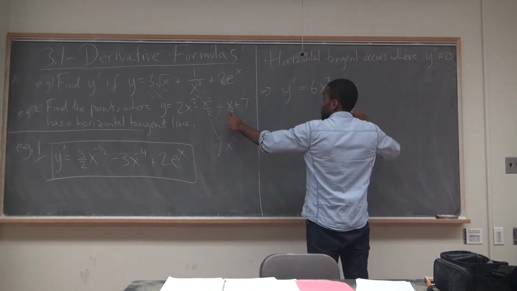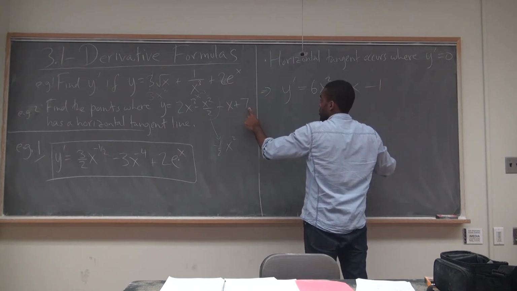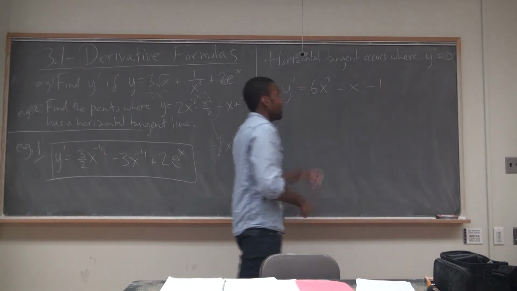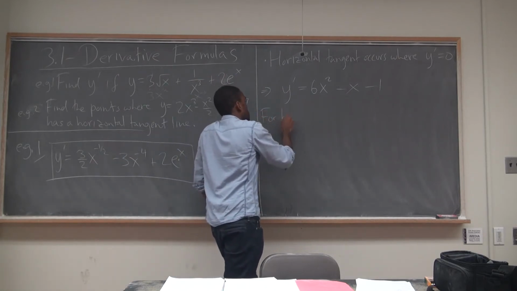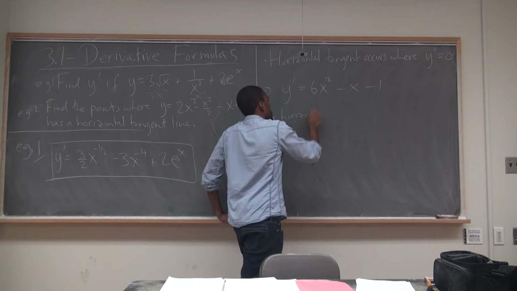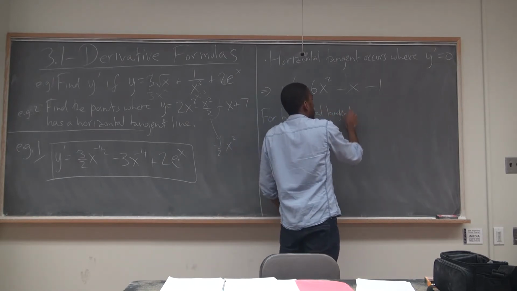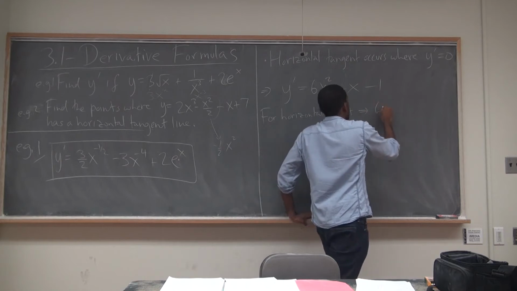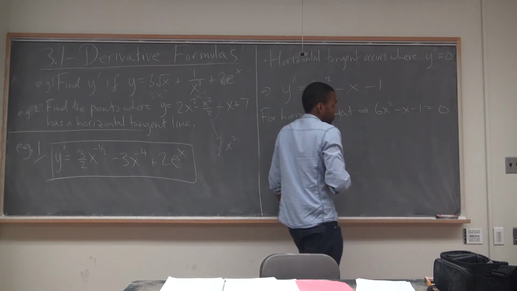Derivative of minus x? Derivative of 7? Nothing, because it's a constant. So that's my derivative. For a horizontal tangent line, you need 6x squared minus x minus 1 equals 0. Can we factor that?